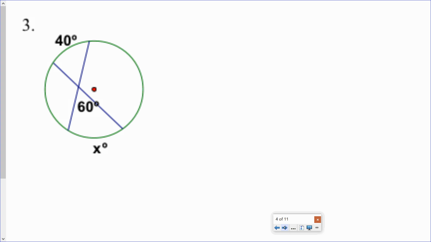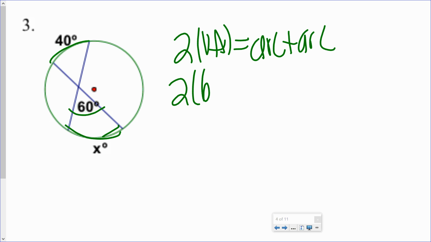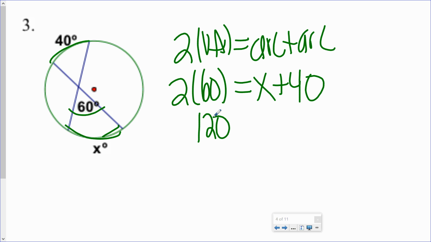Let's skip to number 3. I see arcs and angles. They're interior, so it's 2VA equals arc plus arc. The vertical angle in this example is 60. The arcs are x and 40. I'm not multiplying them, I'm adding them, arc plus arc. From here, I do the algebra. 120 equals x plus 40.